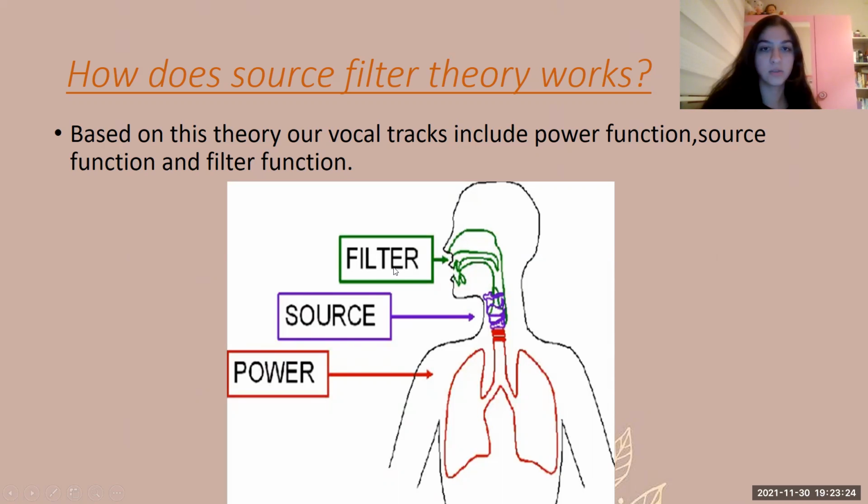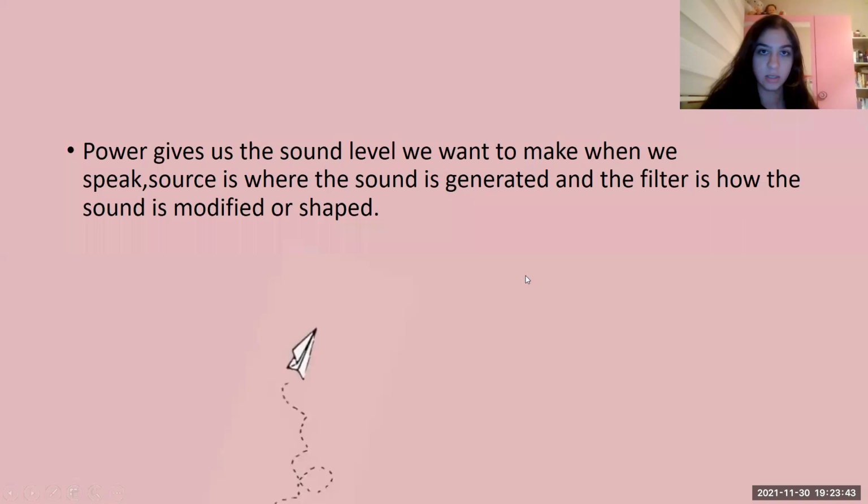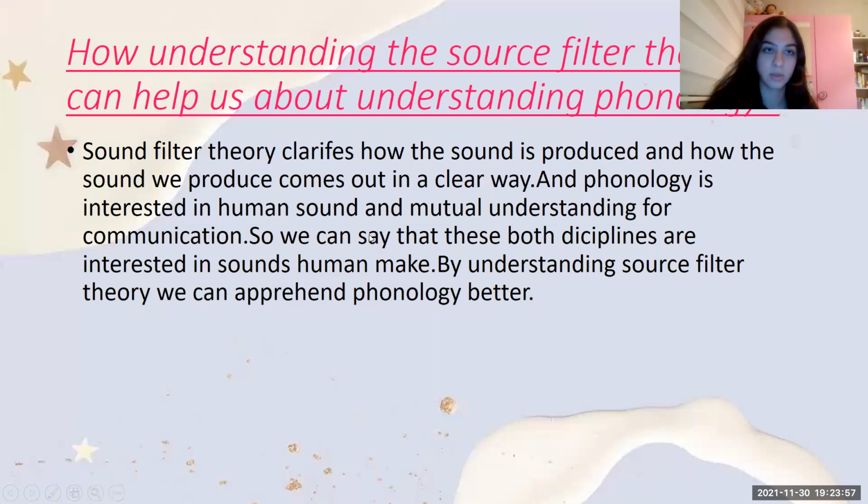And the last one is the filter function. It is the most important because with this function, our sounds come out as clear words. And this takes place in the oral and nasal cavities. Power gives us the sound level we want to make when we speak. Source is where the sound is generated, and the filter is how the sound is modified or shaped.